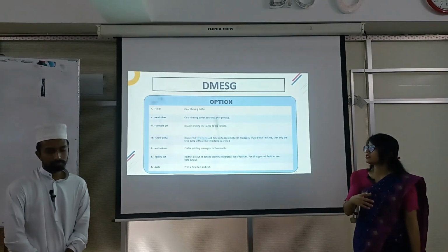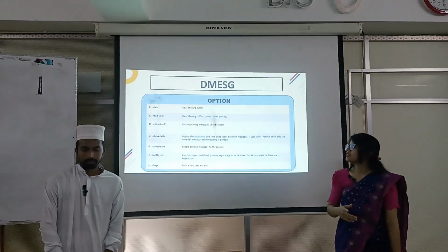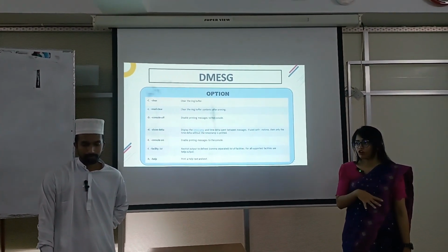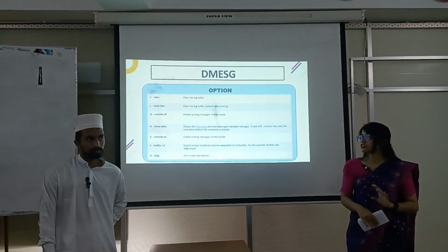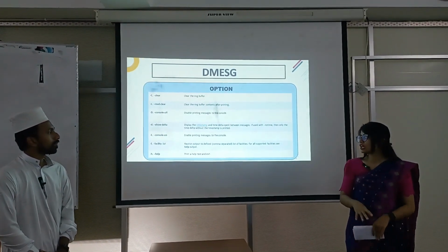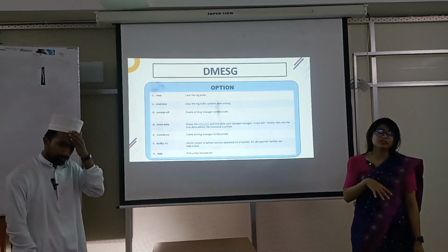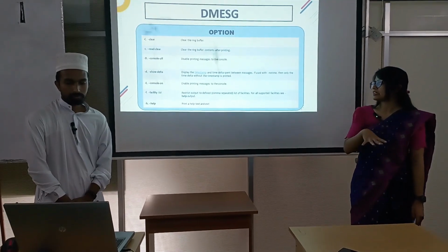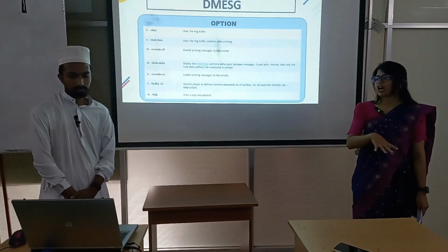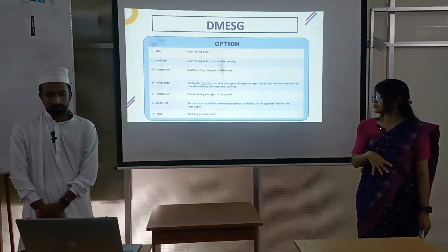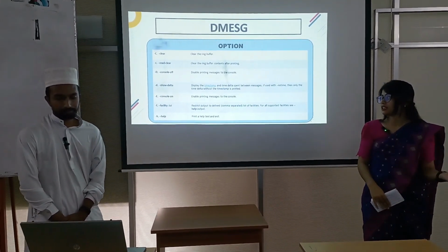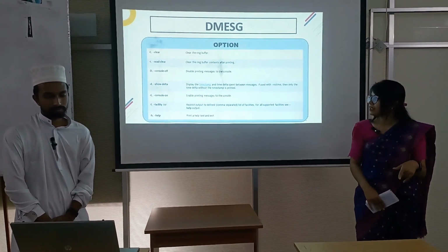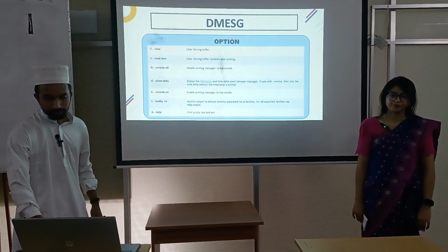Clear means clear the ring buffer. Read-clear clears the ring buffer contents after printing. Console-off and console-on: console-on enables printing messages to the console, and console-off disables printing messages to the console. Facility list restricts output to a defined list of facilities. For supported facilities, see help. Then -h is help, which prints a help text and exits.